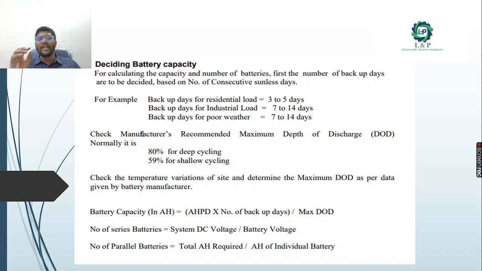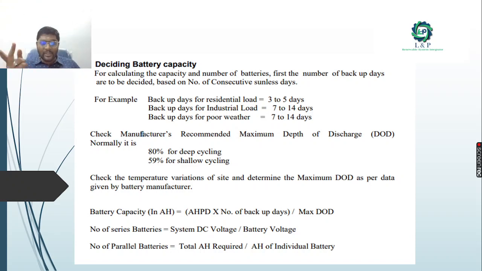Okay, and most importantly, when deciding the battery capacity, check the manufacturer's recommended maximum depth of discharge. It can be an 80% deep cycle or 15% shallow cycling, and also check any temperature variations and what design is recommended by the battery manufacturer. Keep that in mind when you're planning the battery capacity in Ah. We have already calculated the amp-hours per day. Multiply it by the number of backup days, divided by the maximum depth of discharge. These details you can find in the battery data sheet.